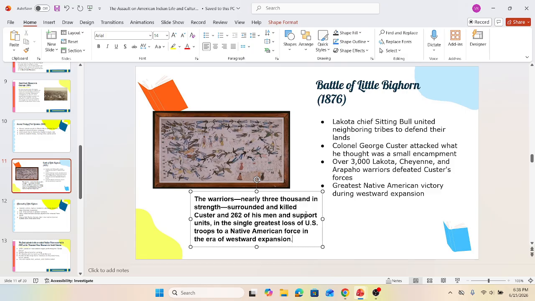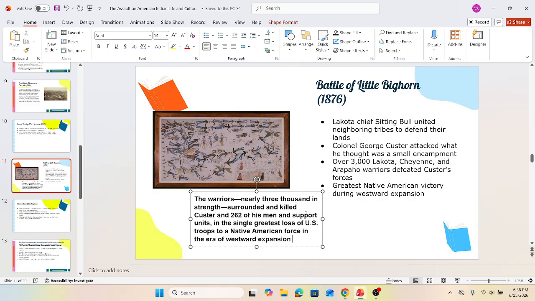So Lakota Chief Sitting Bull united the neighboring tribes to defend their lands. Again, Lakota fighting back against broken promises, and they're retaliating. They've been moved yet again. The United States says, "Well, stay off your land." Gold is discovered. The United States breaks all its rules, and now the Lakota are trying to fight back.